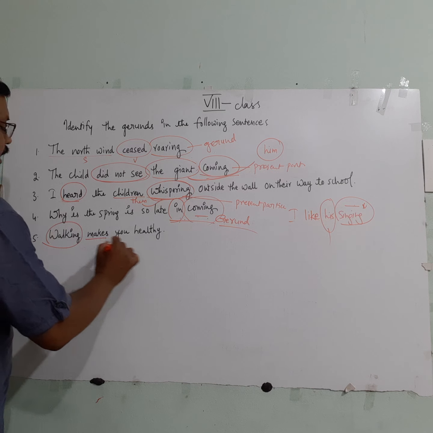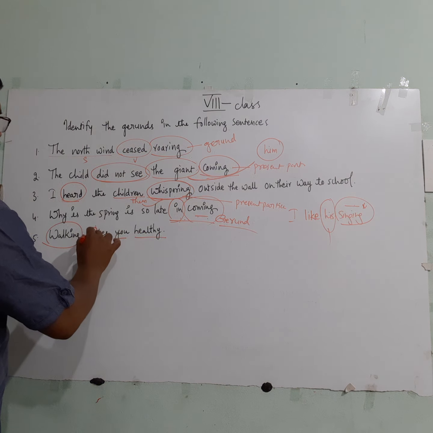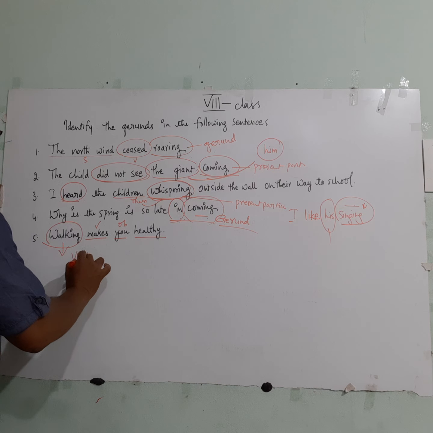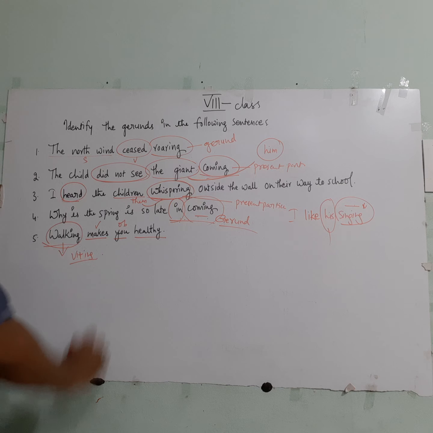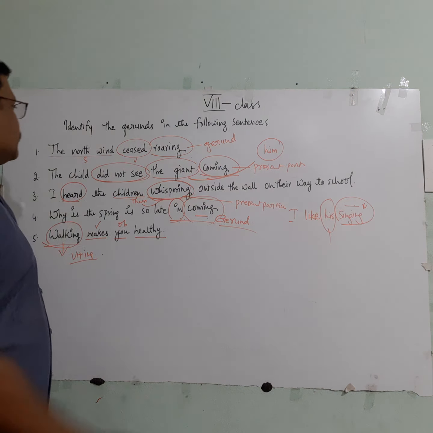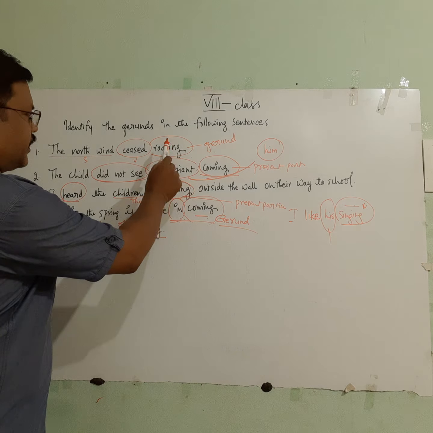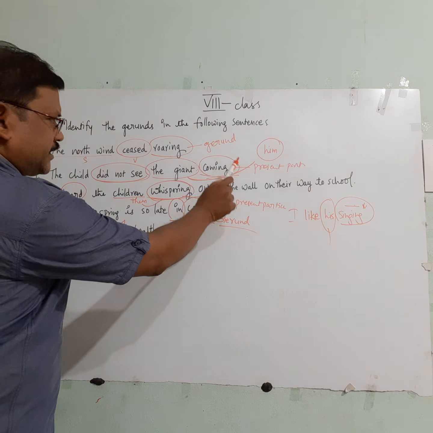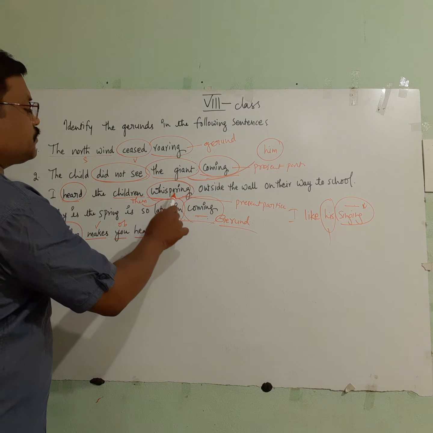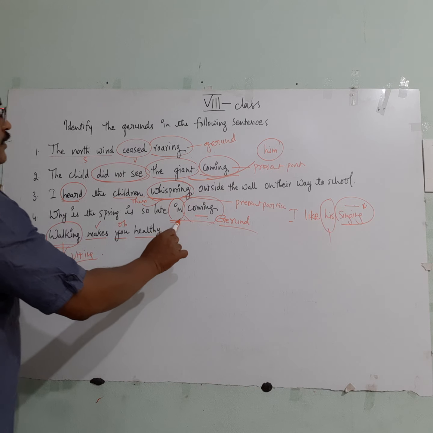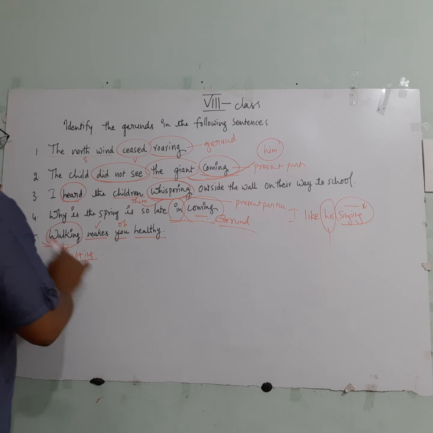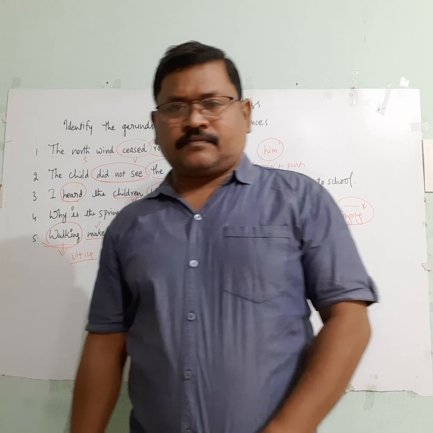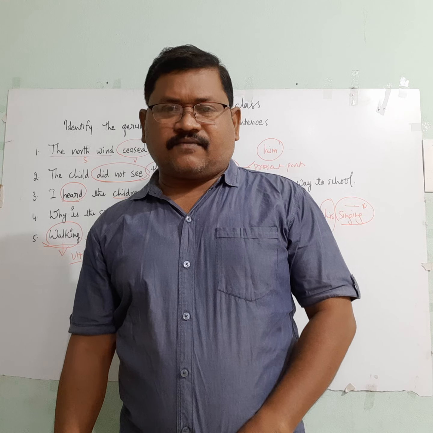Walking makes you healthy. This is the verb, this is the object, and walking V1 ing has come as a subject. So this is gerund. The north wind ceased roaring. In this sentence, roaring is gerund. The child did not see the giant coming. This is the present participle. And I heard the children whispering. This is present participle. And this is gerund in coming. And walking here is gerund. I think you could understand what I said. Thank you.